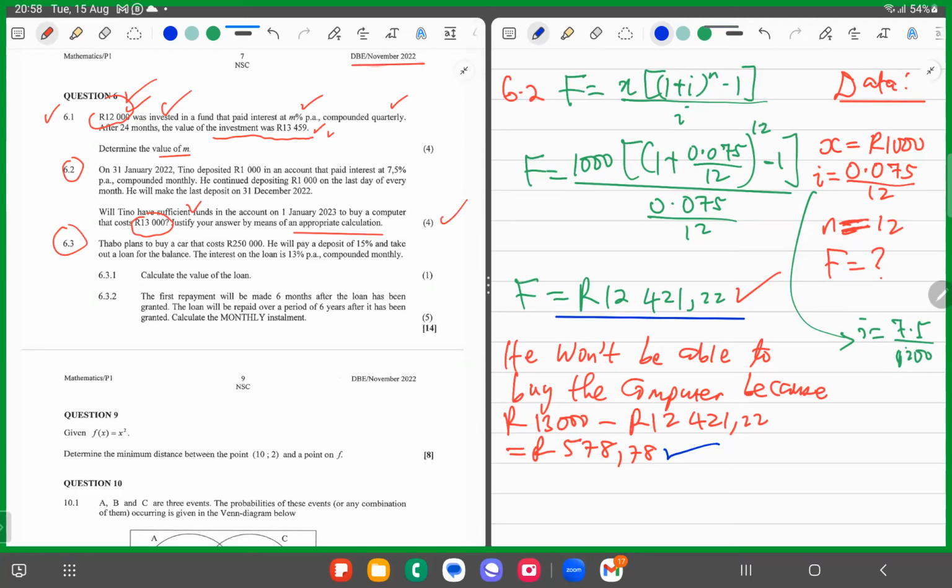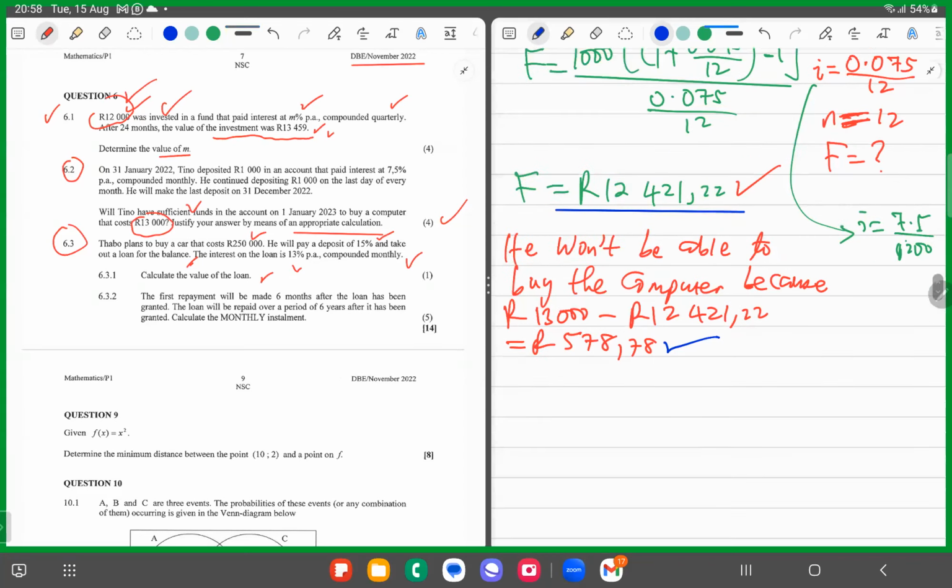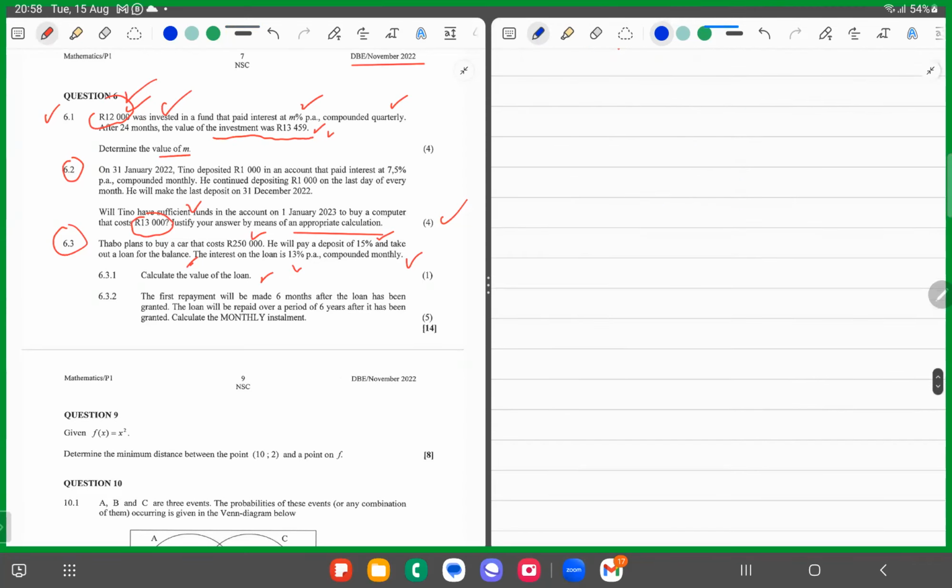This is a November last year paper on finance. Right, 6.3 now. Thabo plans to buy a car that costs 150,000. He will pay a deposit of 15% and take out a loan for the balance. The interest on the loan is 13% per annum compounded monthly. Calculate the value of the loan. 1 mark, easy. Now we look at 6.3.1.